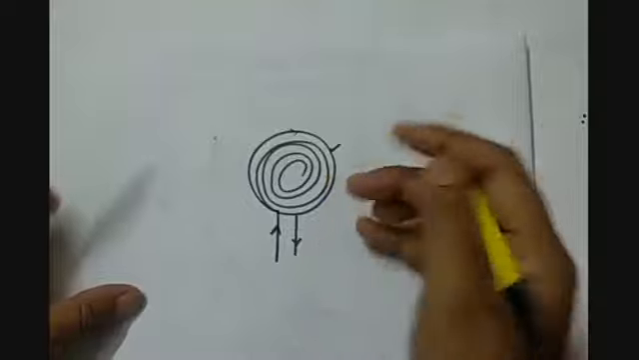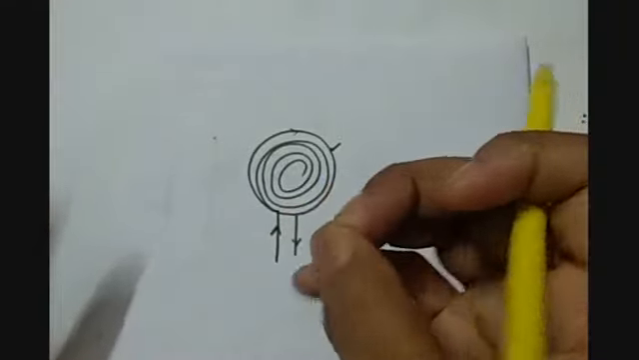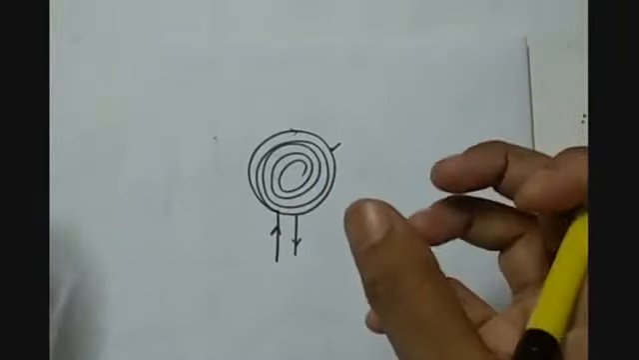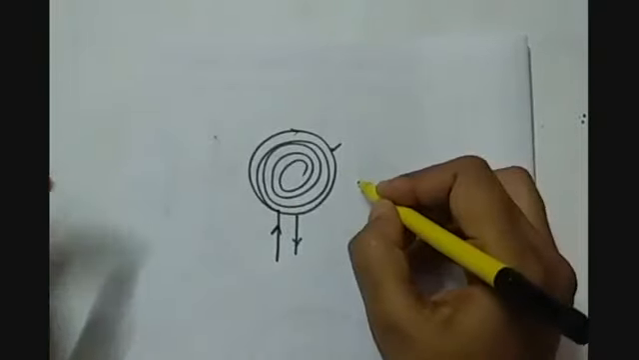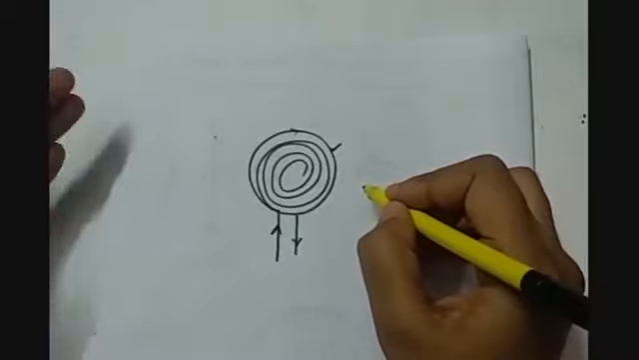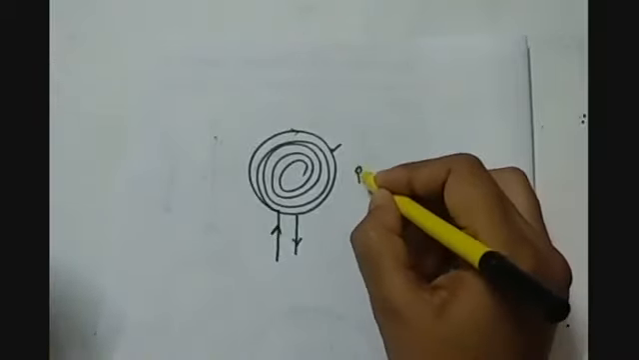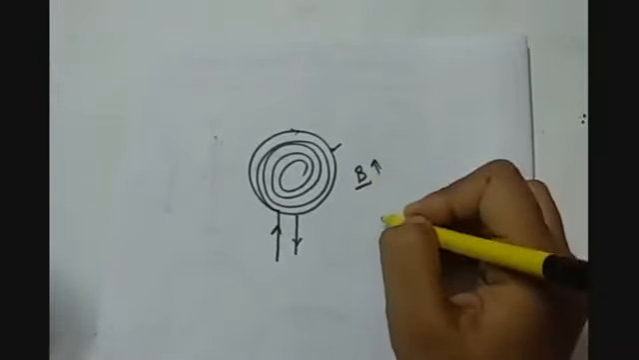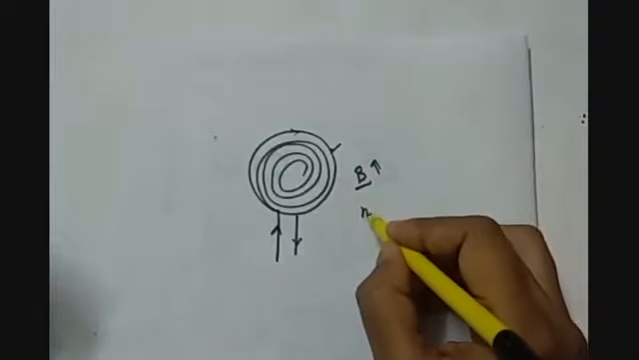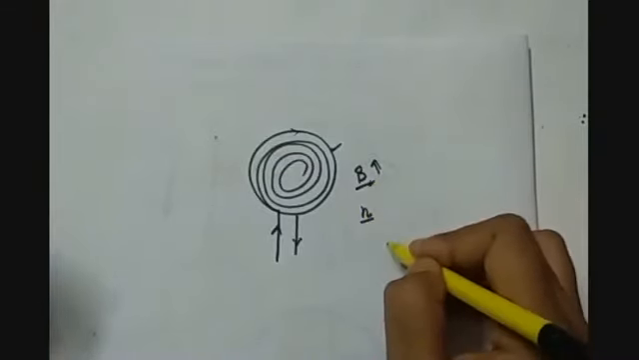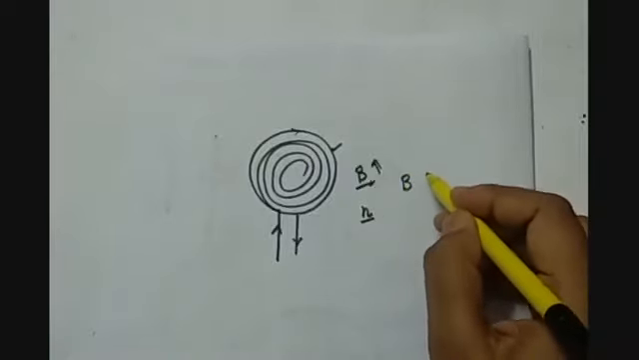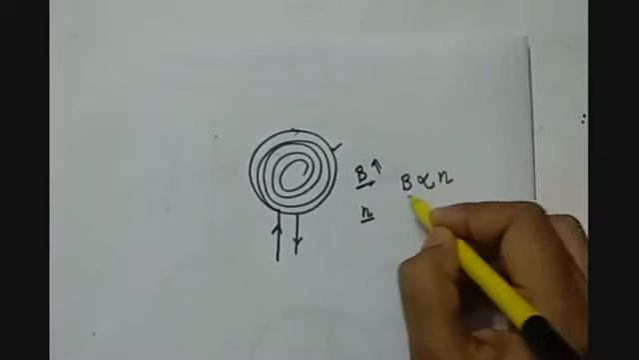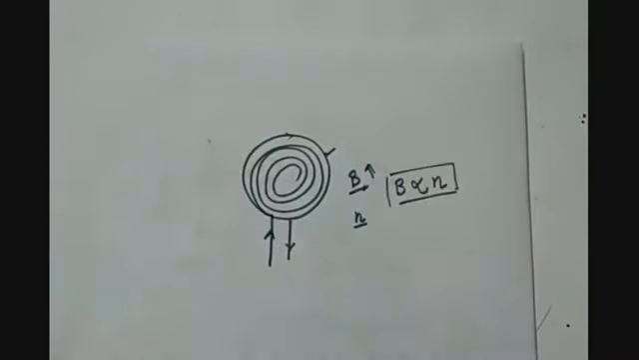That means the magnetic field lines can never intersect each other. If they are meeting, they can merge up. So when the magnetic field of each turn gets merged up, the magnetic field strength increases. So higher the number of turns of the wire, higher will be the magnetic field strength. So B, that is magnetic field strength, is directly proportional to the number of turns of the circular wire.